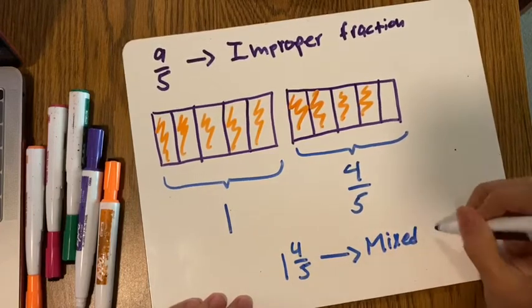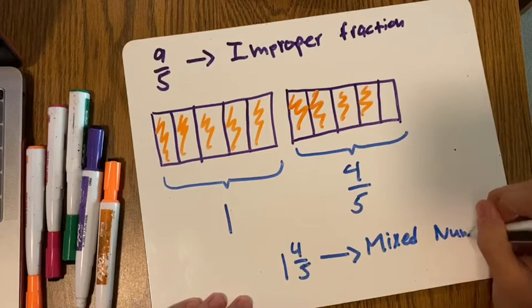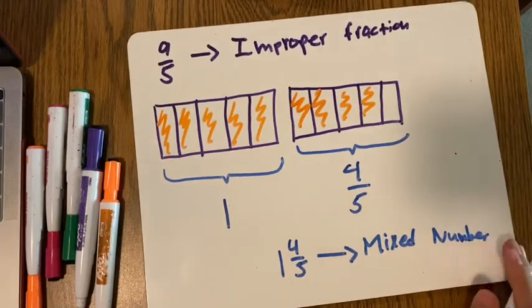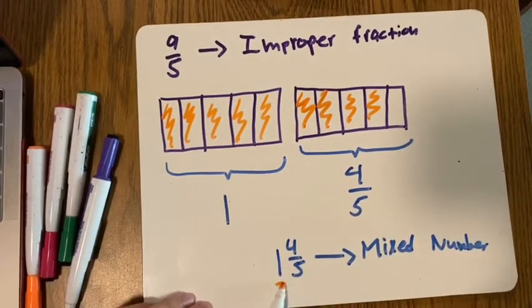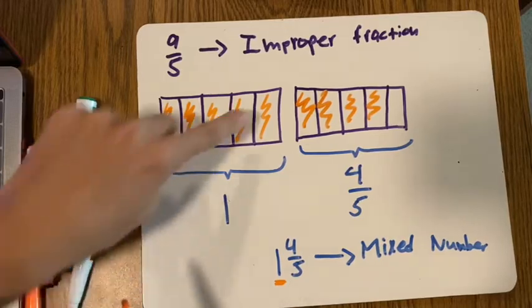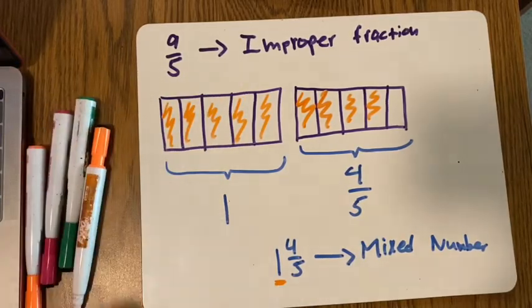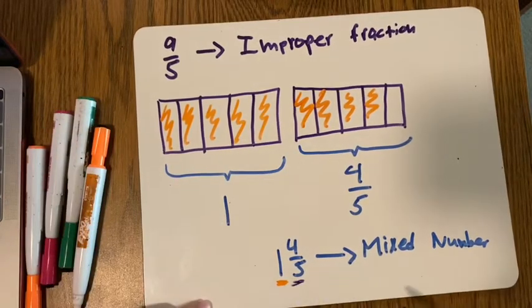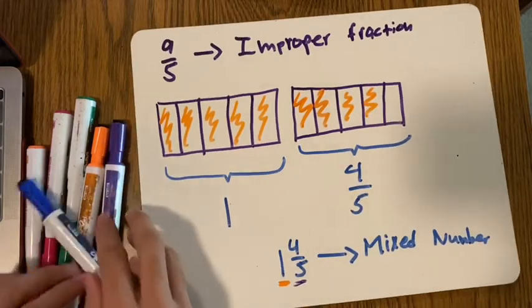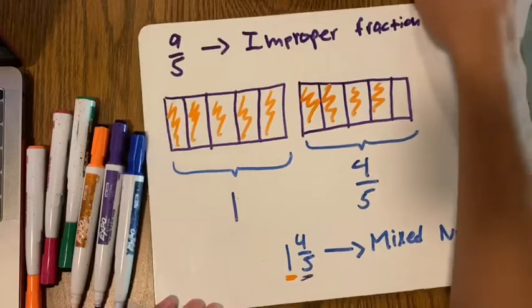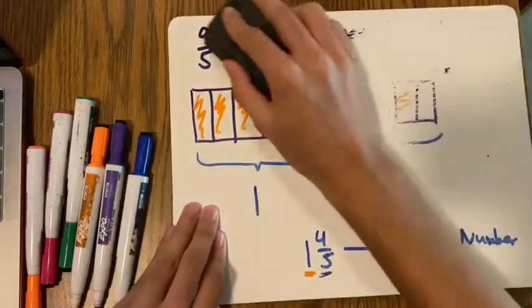Now why is it a mixed number? Well, because it kind of looks like a mixed number, right? Here we have a whole number, which is 1. That's our big number right here. And then we have a fraction, 4/5. Okay? So that brings us to number 2, which has us do the opposite.